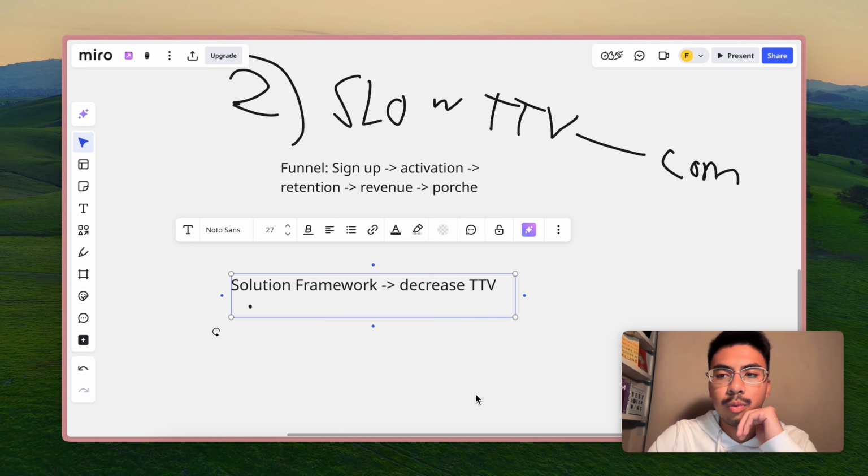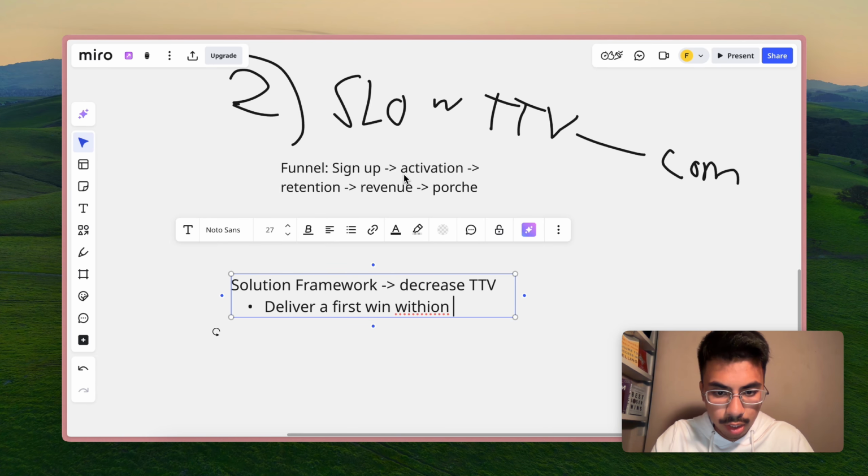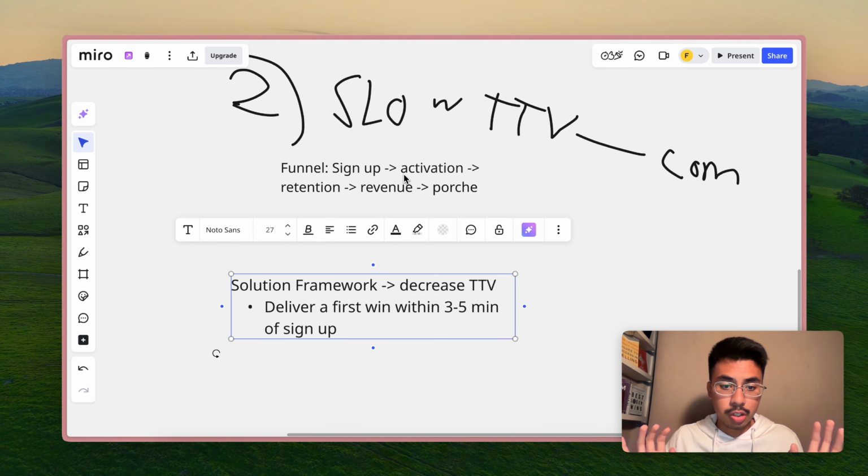And so if we were to follow the funnel that I've written down here, upon signing up, your users ideally should face an immediate activation. So you would simply want to deliver a first win within 3 to 5 minutes of sign up.